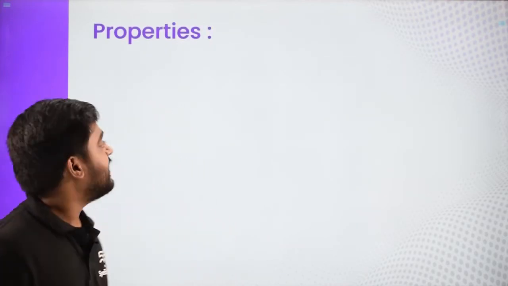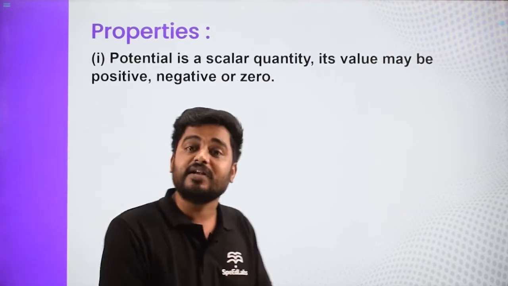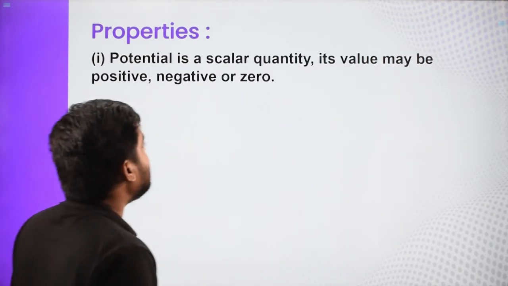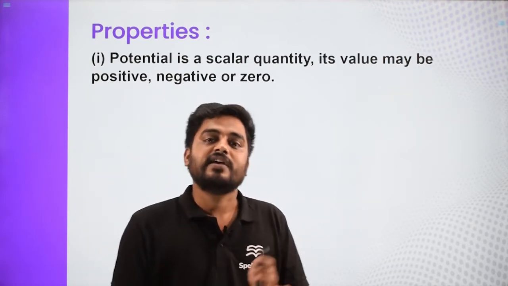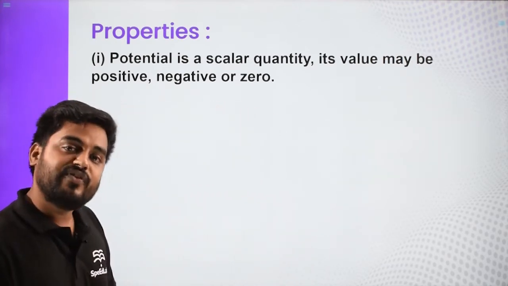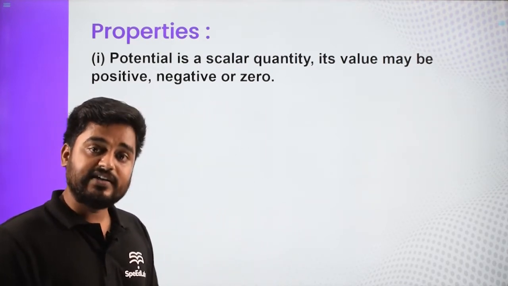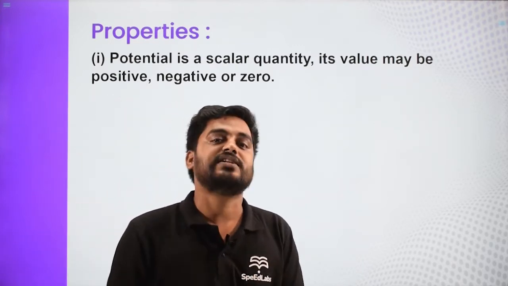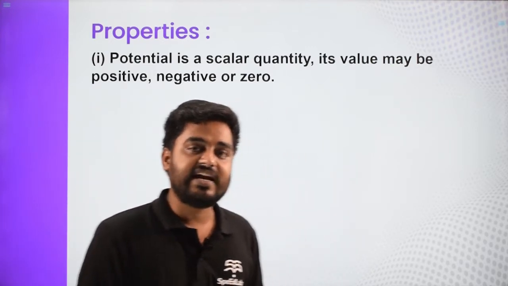Now let us discuss some of the properties of electric potential. The first property is that potential is a scalar quantity. It is work done per unit charge. As work is a scalar quantity, potential is also a scalar quantity, and like work, it might be positive, negative, or 0 as well, depending on the work. If work is negative, then potential at a particular point is also negative. I am talking about work done by external force. Work done by the field is basically the opposite of that.